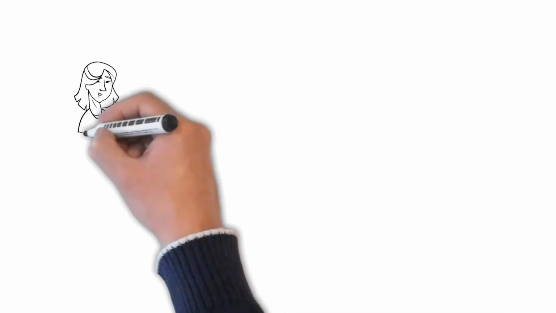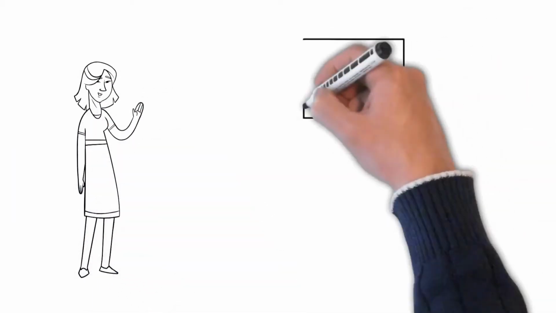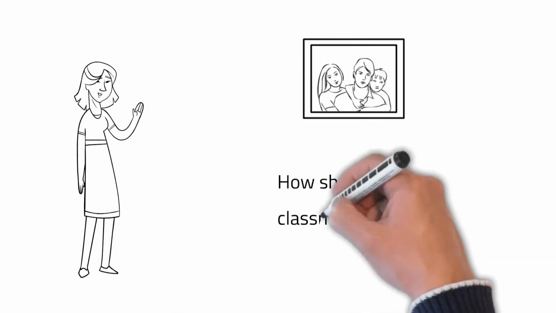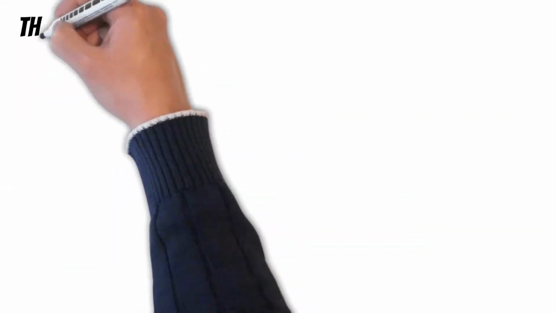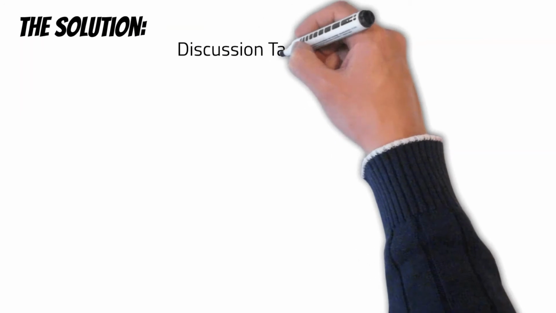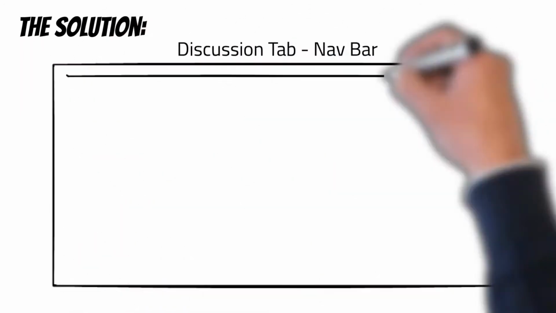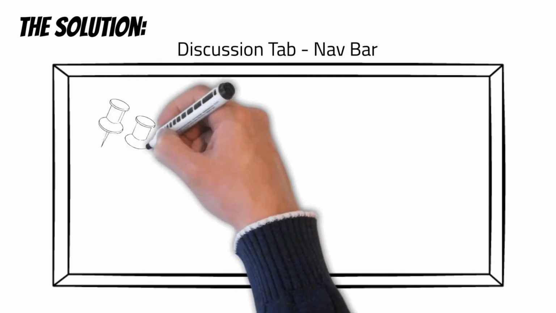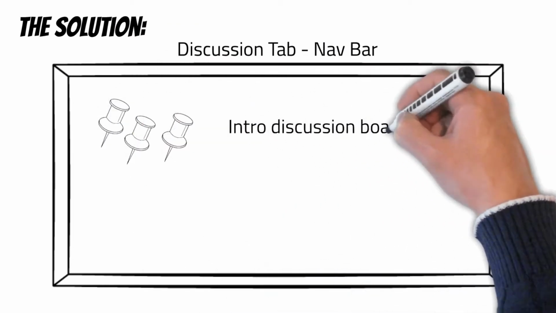Among other things, my intro discussion board asks a student to upload an image and asks how they would like to be referred to by their classmates. So the solution is, first, I take that intro discussion and I pin it to the top of my discussion tab in Canvas. That gives me quick, ready access to it every time I grade homework.